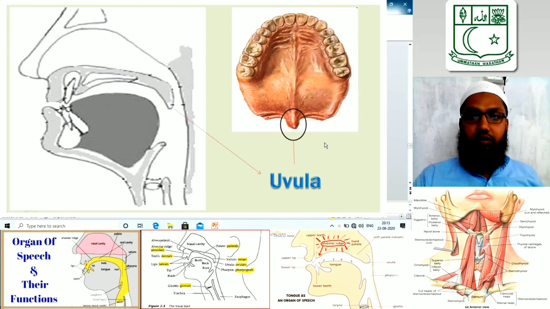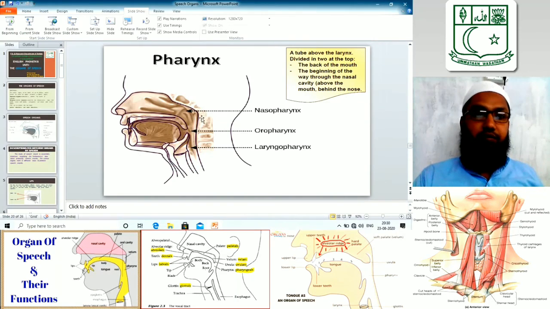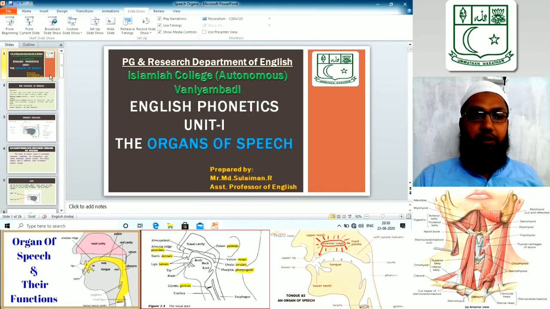So my dear students, these are some brief descriptions of all the speech organs. Hope you have got the points and understood completely. If you want to know more about organs of speech, or if you have any doubts, you may ask me in the comment section.